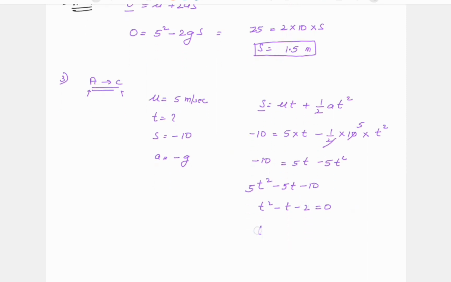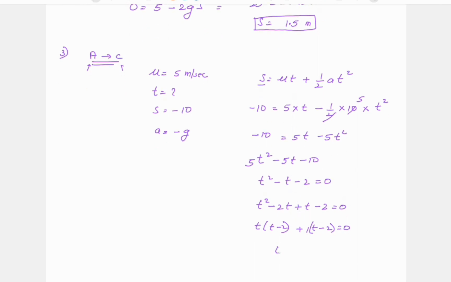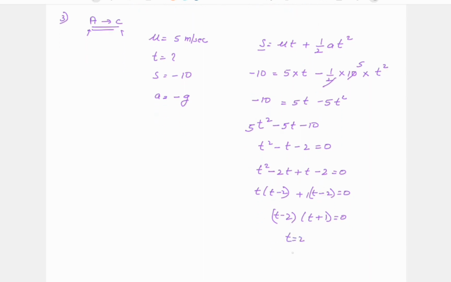Okay, solve this. T square minus 2t plus t. I am factorizing. Take t as a common. T minus 2 plus 1, I am taking a common. Here t minus 2 and t plus 1 is going to be 0. Then you will get how much? T is going to be 2 and t is going to be minus 1. The time is not going to be minus, and t is equal to 2 is your answer. Is it okay?